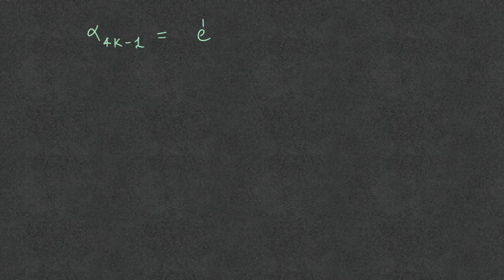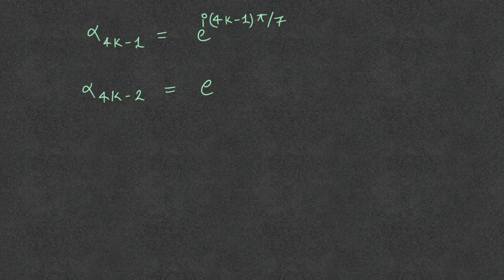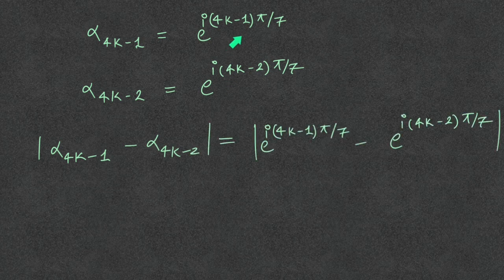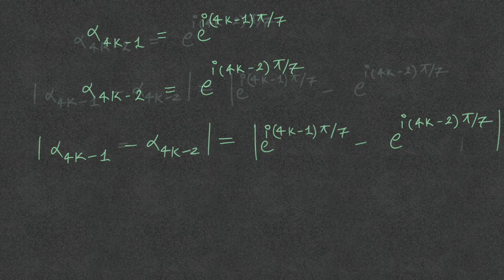Alpha 4k minus 1 becomes e to the power iota 4k minus 1 into pi by 7. And similarly alpha 4k minus 2 is equal to e to the power iota 4k minus 2 into pi by 7. Now taking modulus of alpha 4k minus 1 minus alpha 4k minus 2, that is the difference of both these numbers and taking their modulus.